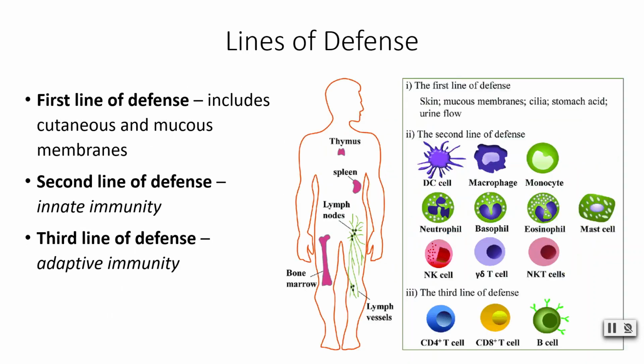We have 3 lines of defense to help prevent or destroy pathogens and then infections. First line of defense we are super familiar with because this includes your cutaneous membranes and your mucous membranes. Your cutaneous membrane is your skin, so we're definitely familiar with that one. Your second line of defense is the innate immunity that we just mentioned, and the third line of defense is your adaptive immunity that we just mentioned. And we'll go in a little bit more detail for all 3 of these lines of defense.